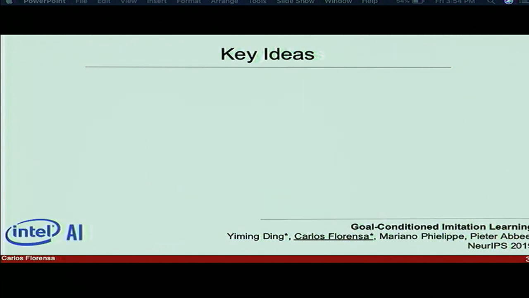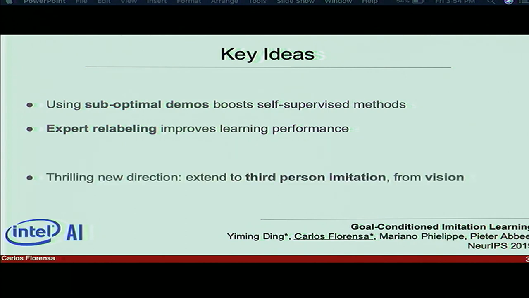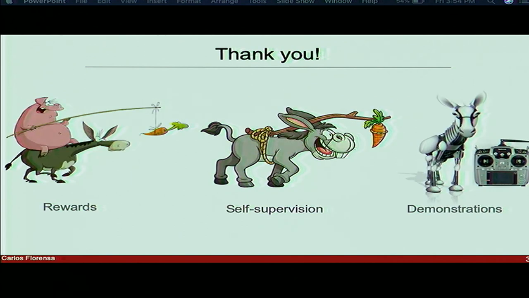So the key ideas to review: we use suboptimal demonstrations to boost self-supervised methods, and we also used expert relabeling to improve the learning performance and to leverage more of the demonstrations that we had. Some thrilling new directions to explore are extending this to third-person imitation and also doing it from vision, as in the first work that I was presenting. And with this, I thank you for your attention.